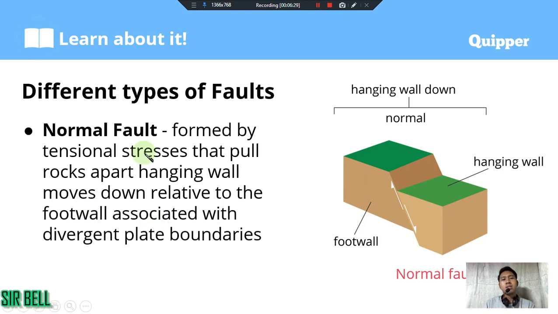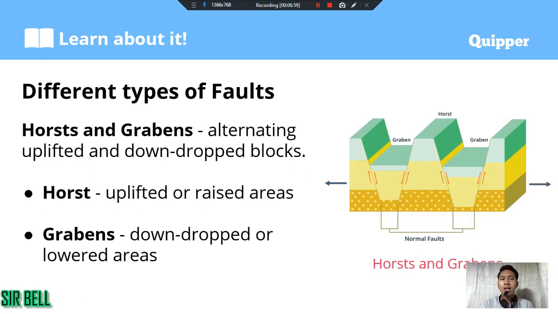So in that sense, this normal fault is caused by that, which pulls rocks apart, and the hanging wall moves down relative to the footwall, associated with divergent plate boundary. So as I mentioned earlier, the divergent plate boundary has something to do with the tensional stresses, no? And in that case, in normal fault, this is caused by divergent plate boundary or tensional stress. Take note of that.